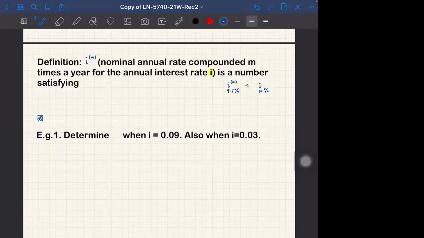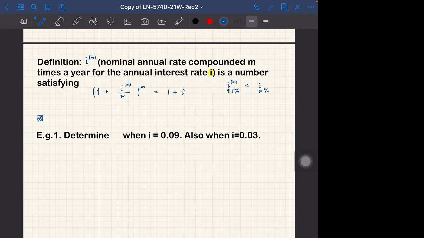Okay, so the definition of i superscript m is that this number satisfies the equation (1 + i superscript m over m) to the m's power is equal to 1 + i.